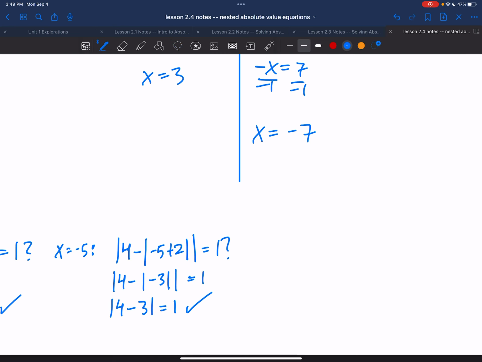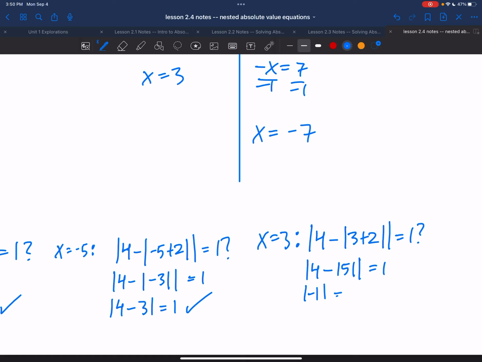And now we'll test x equals 3. If I do 4 minus the absolute value of 3 plus 2, does that equal 1? Well, 3 plus 2 is 5. And if you think, okay, well, 4 minus 5 is negative 1, which equals 1 in absolute value. Yes. So 3 does work.